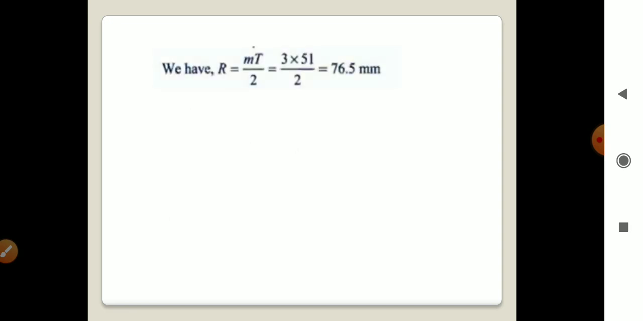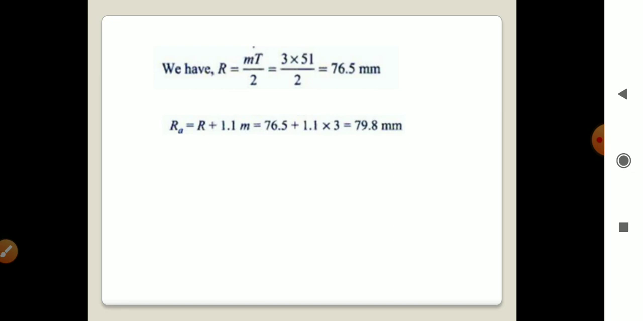We have to find this capital R. Capital R is small m into capital T divided by 2. We have the value of capital T, so put here 3 into 51 divided by 2. So we get capital R equal to 76.5. Next, RA is equal to R plus addendum.